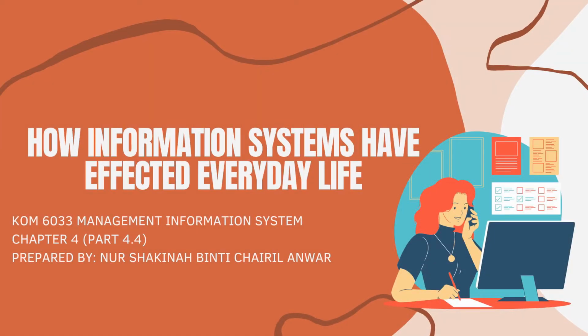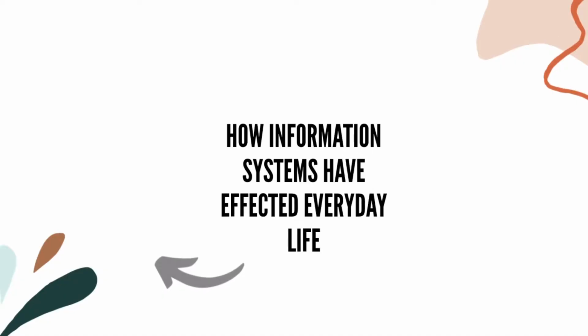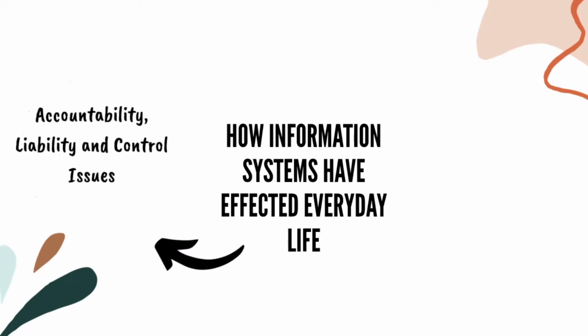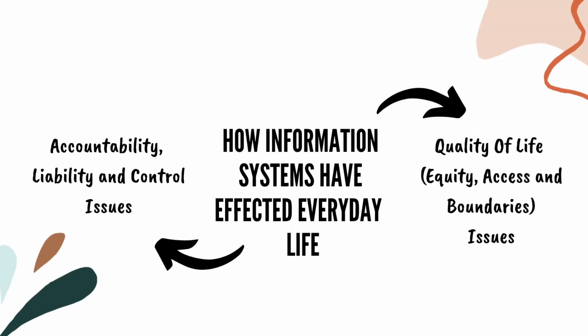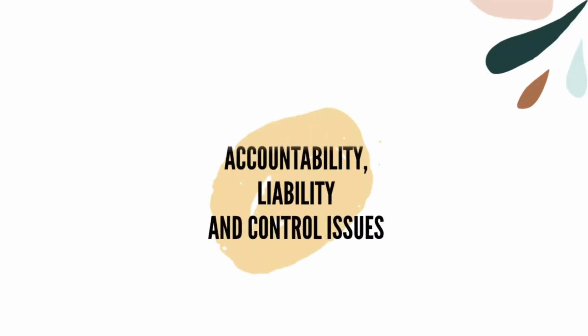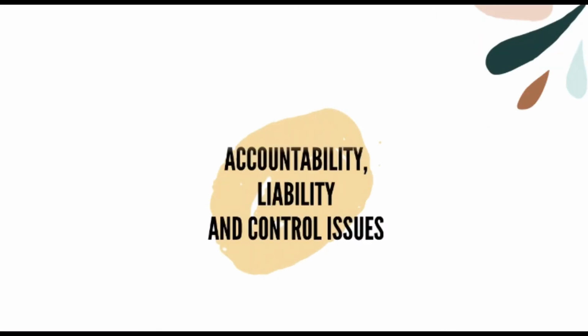Today I'm going to share with you all about how information systems have affected everyday life in chapter 4, part 4.4. We're going to look at two issues. The first issue is accountability, liability and control issues, and the second one is quality of life, equity, access and boundaries issues. Let's look at our first point, accountability, liability and control issues.